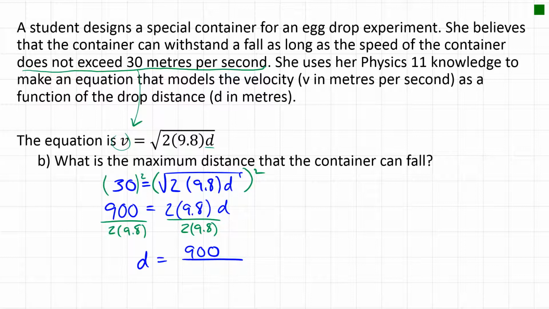If you want to do this in steps, you can just calculate what's 2 times 9.8, which is 19.6, and then divide 900 by 19.6. 900 divided by 19.6 is equal to 45.9, and this is the maximum distance, which is in meters. So 45.9 meters.